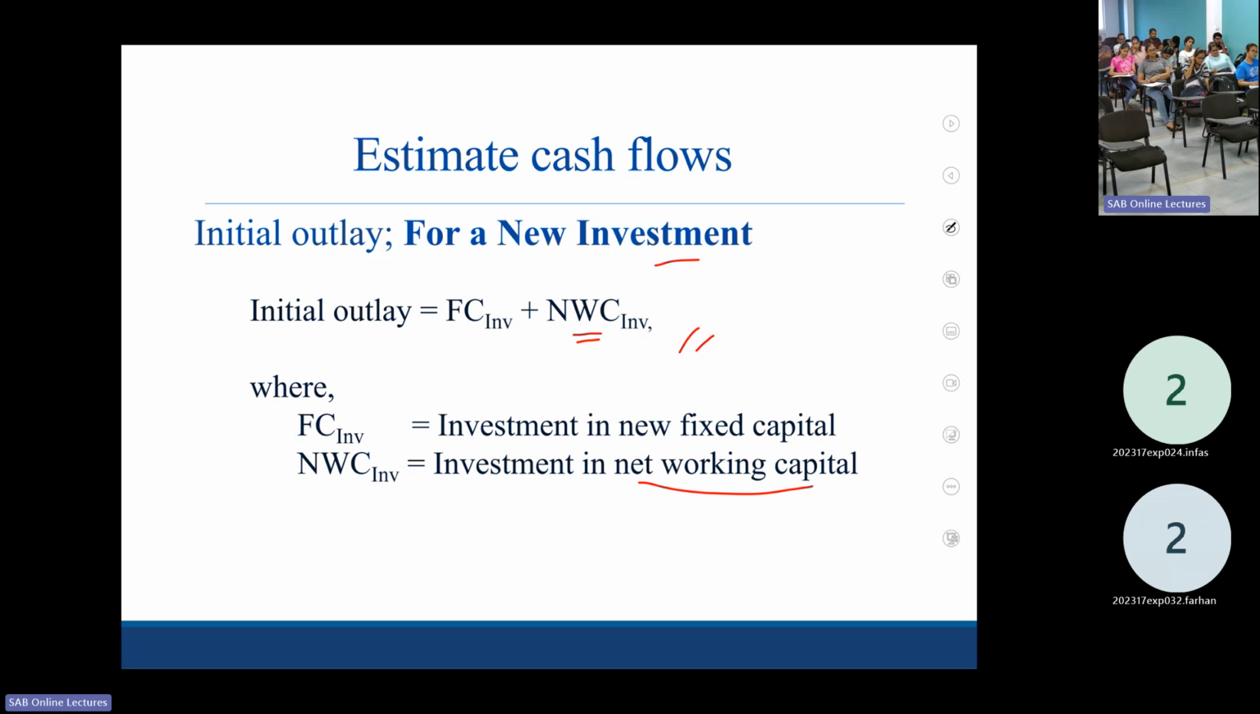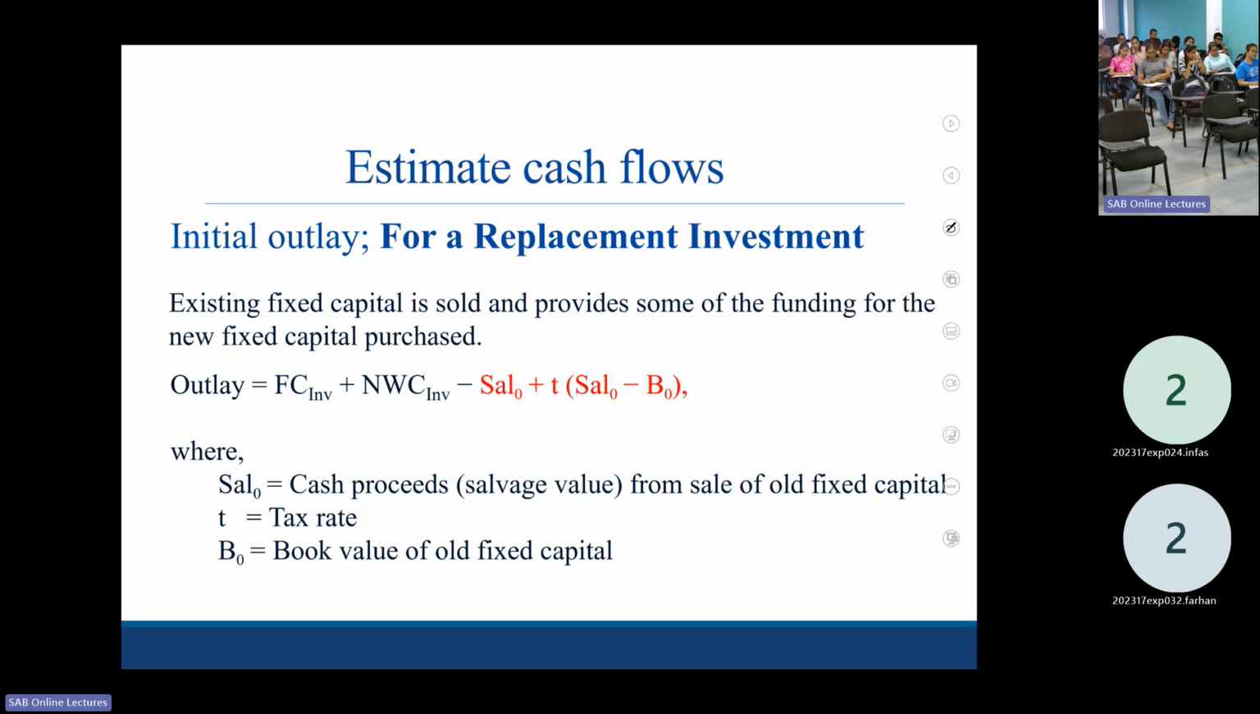If it is a new investment, that is the case. Say if it is a replacement, suppose an existing machine you are replacing with a new one, then you have to consider this part also.